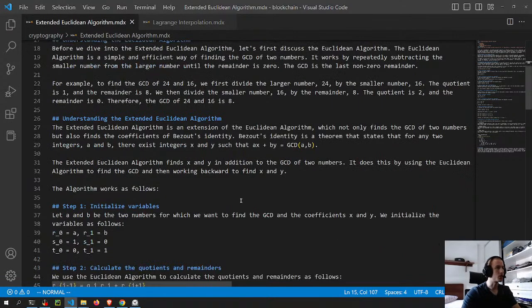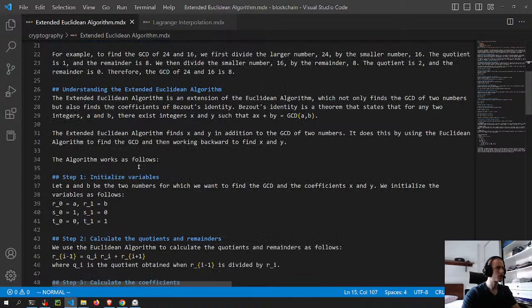Understanding the extended Euclidean algorithm. The extended Euclidean algorithm is an extension of the Euclidean algorithm, which not only finds the GCD of two numbers, but also finds the coefficients of Bézout's identity. It's a theorem that states that for any two integers a and b, there exist integers x and y such that ax + by = GCD(a, b). The extended Euclidean algorithm finds x and y in addition to the GCD of two numbers. It does this by using the Euclidean algorithm to find the GCD, then working backward to find x and y.